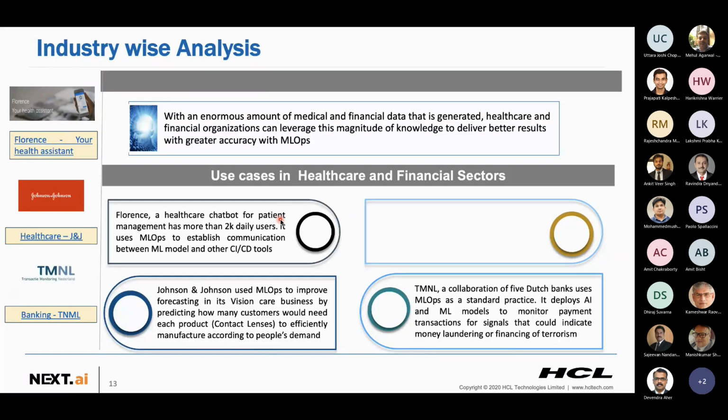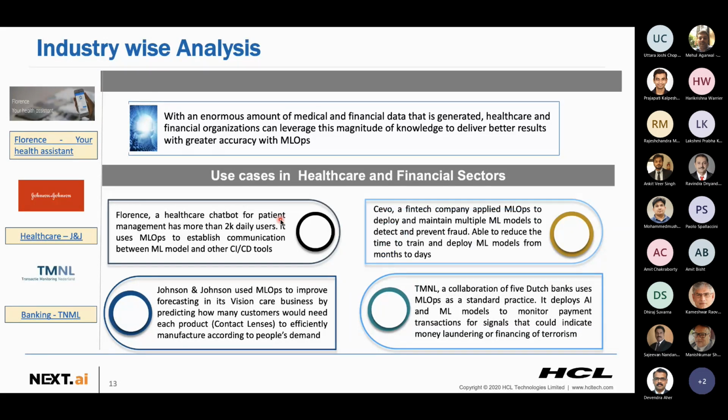The third one is TMNL, which is a collaboration of five Dutch banks. It uses MLOps as a standard practice. It deploys AI and ML models to monitor payment transactions for signals that could indicate money laundering or financing of terrorism.